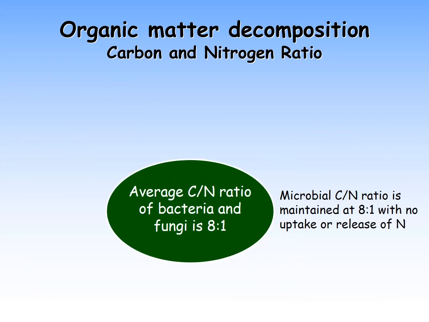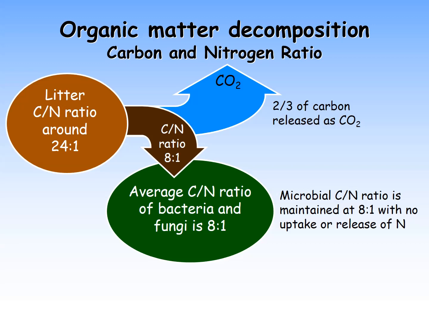Bacteria and fungi have an average carbon to nitrogen ratio in their cells of about 8:1. This ratio must be maintained. If fresh organic material has a C to N ratio of around 24:1, this provides exactly the ratio needed to keep the bacteria and fungi C to N ratio at 8:1. This is because 2/3 of the carbon is lost as CO2, and so the C to N ratio of what the microbes actually use is very close to 8:1. So the microbial ratio is maintained with no uptake or release of nitrogen.